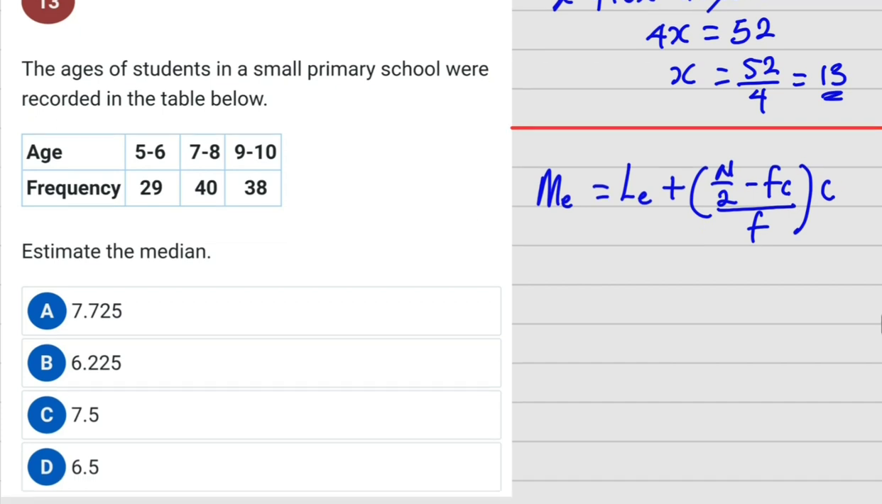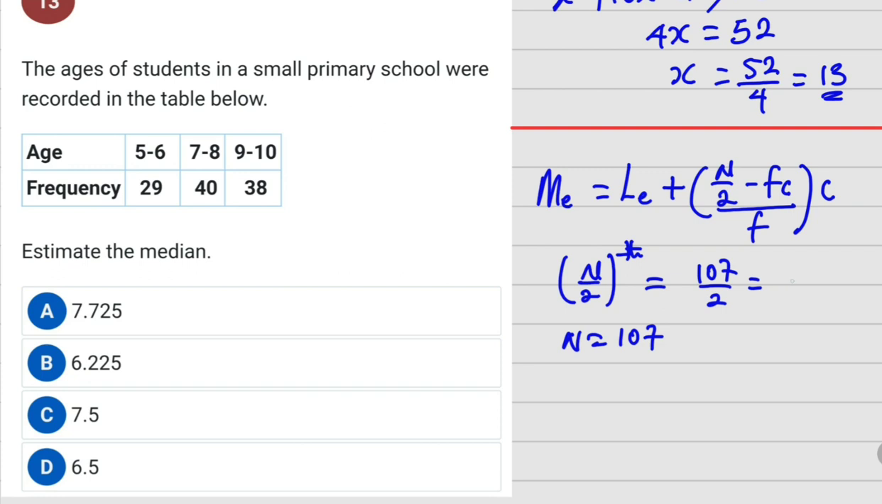Now, how do we get the median class? To get the median class, we use n over 2, the position, okay? Now, if you check, the total frequency now is 107. So this is 107 over 2.